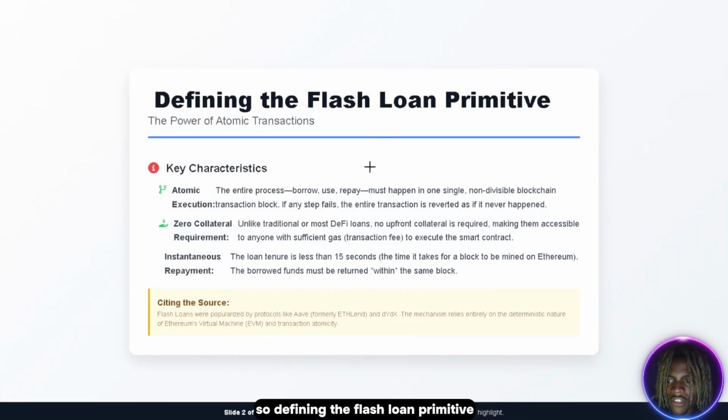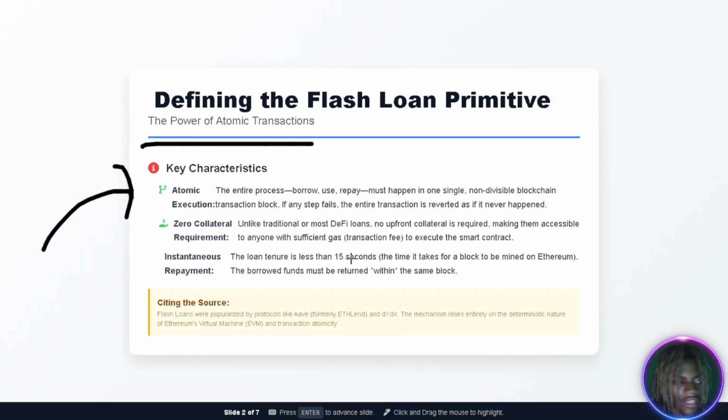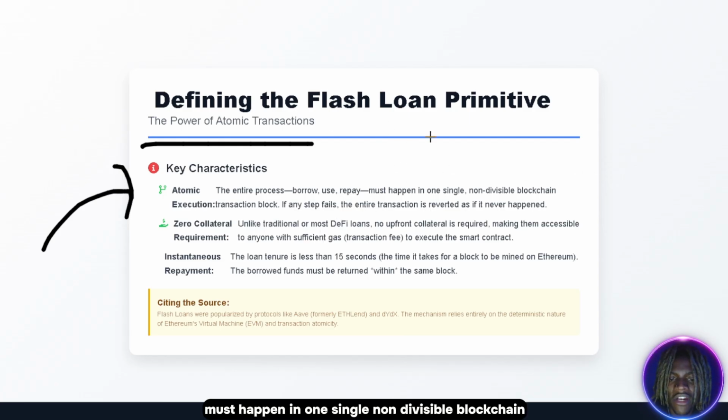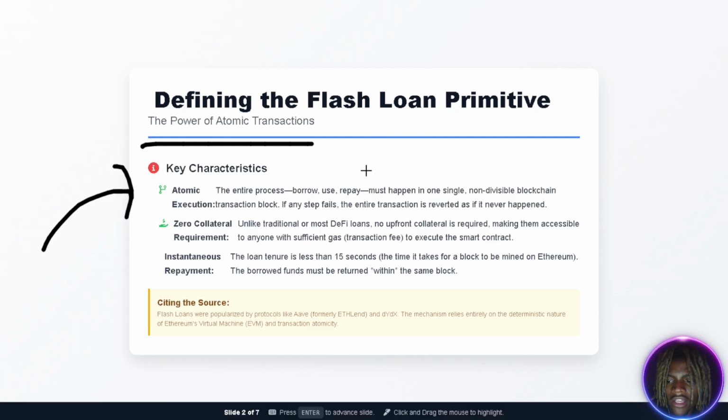So, defining the flash loan primitive, the power of atomic transactions. Some key characteristics. It's based off of atomic execution. The entire process, borrow, use, repay, must happen in one single non-divisible blockchain transaction block. If any step fails, the entire transaction is reverted as if it never happened.